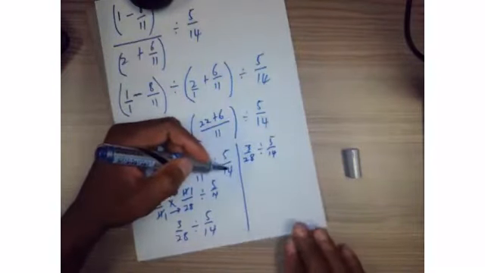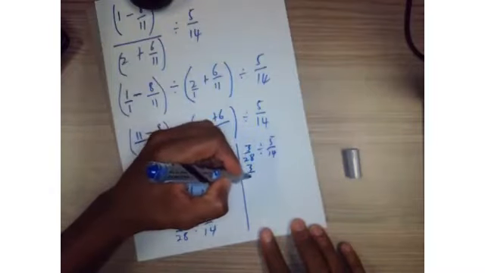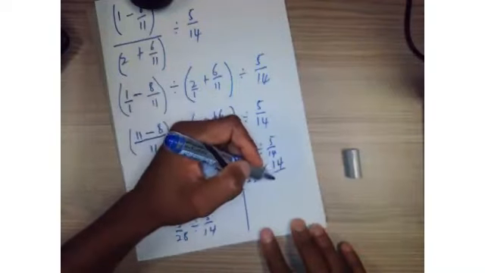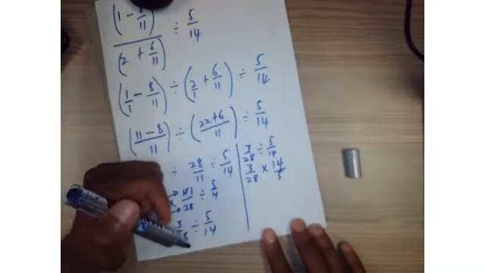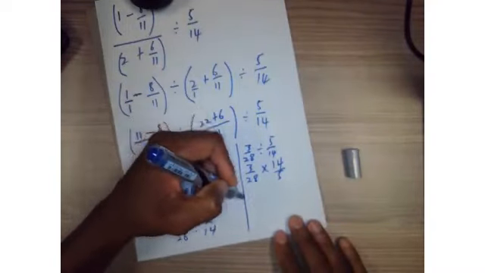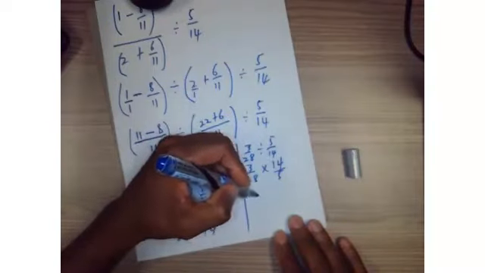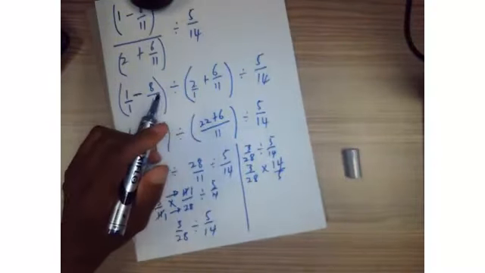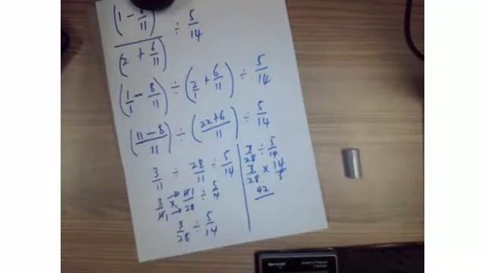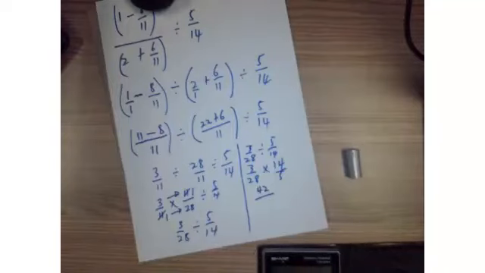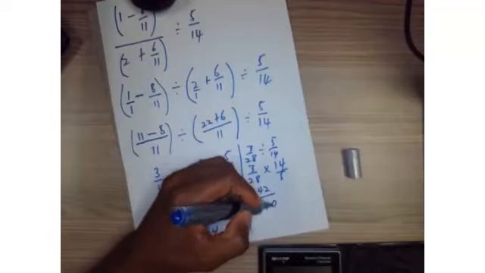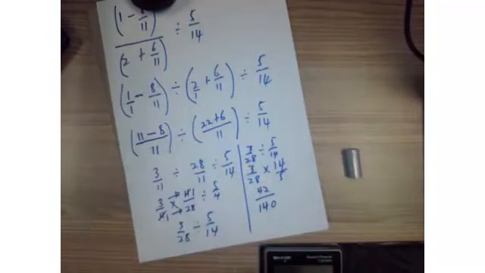So what you do here is you do the reciprocal, multiply 14 over 5, right? So 3 times 14, oh, where's my calculator? Okay, 42 on top, 28 times 5, 140. So you can simplify from there.